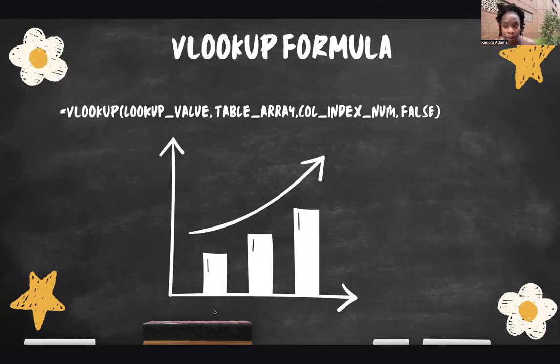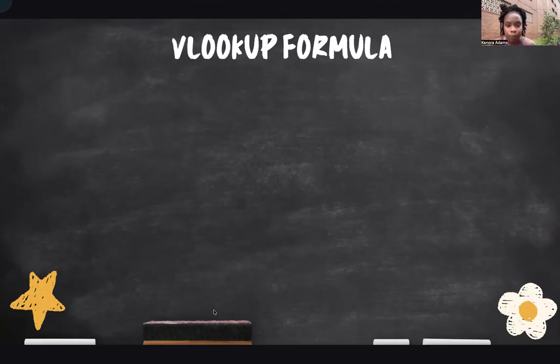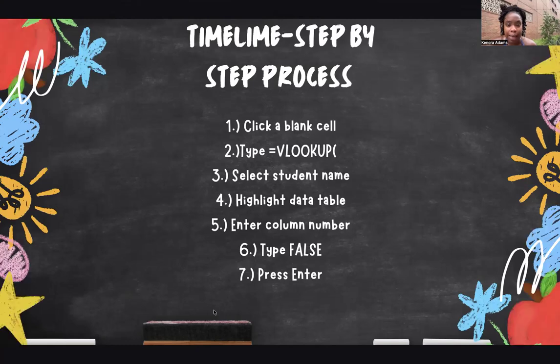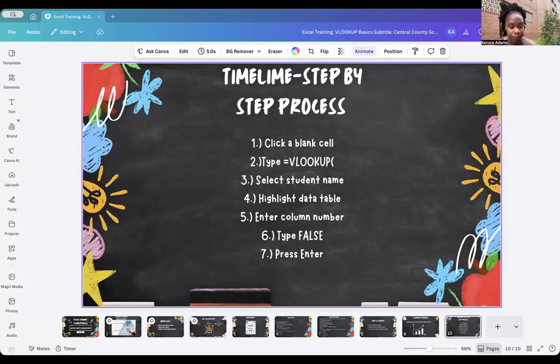This is the VLOOKUP formula, just in case we have people who want to go in and try to do it themselves. This is the specific formula for the VLOOKUP function. And then this is the timeline. The step-by-step process: you're going to click a blank cell, type in VLOOKUP, select the student's name, highlight the data table, enter the column number, type false, and press enter. And I have a video that I'm going to show you really quickly on how that looks.